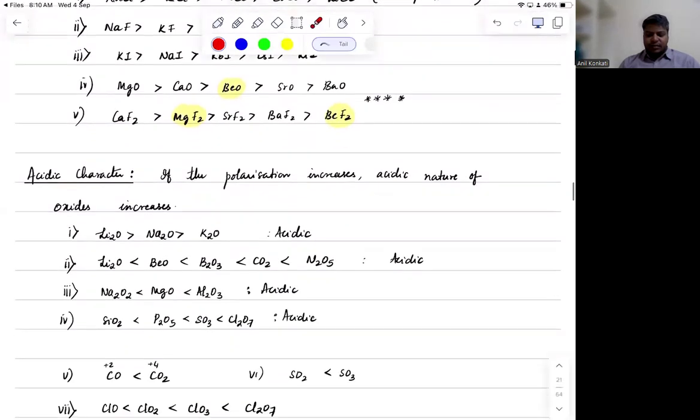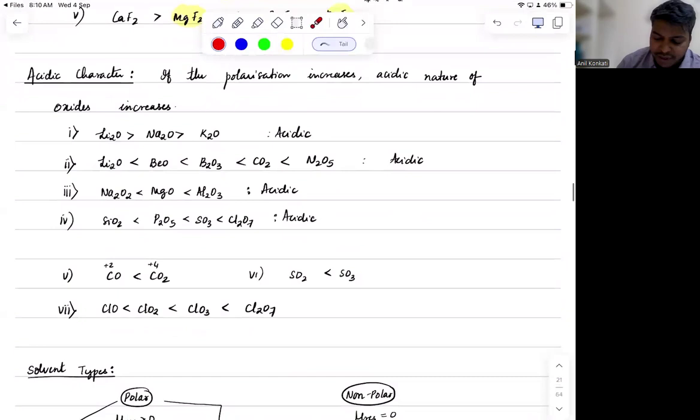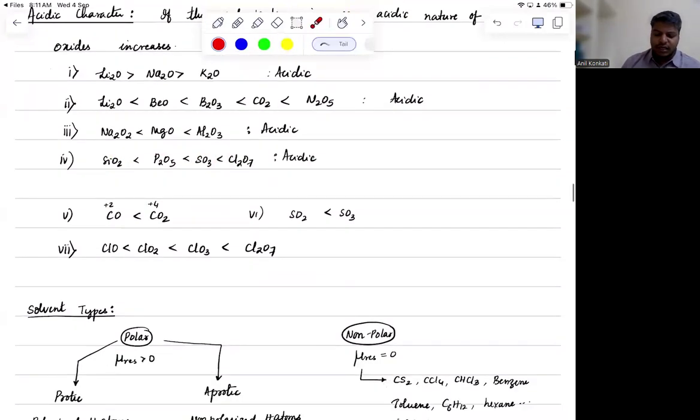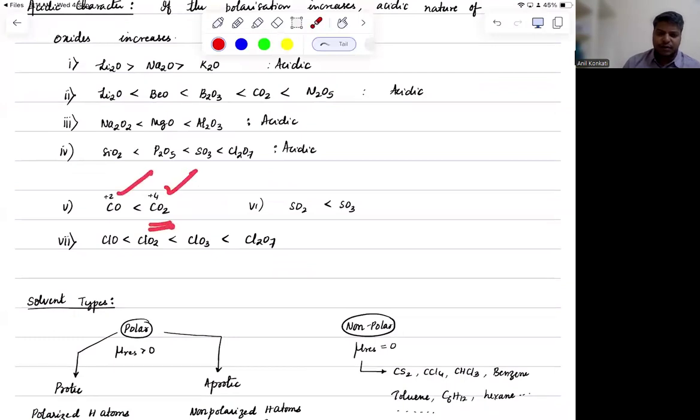Next, acidic character. If the polarizing power increases, acidic nature always increases. So if you compare these three, Li2O has more polarizing power, so it has more acidic nature. Li2O compared to BeO, this one, and N2O5. N2O5 will have high polarizing power, so therefore it is most acidic. Na2O, MgO, and Al2O3, acidic character increases this way. Cl2O7, SO3, P2O5, SiO2, acidic character increases. Carbon dioxide and carbon monoxide, more polarizing power, more acidic. SO3, more polarizing power, more acidic compared to SO2, and all these examples.